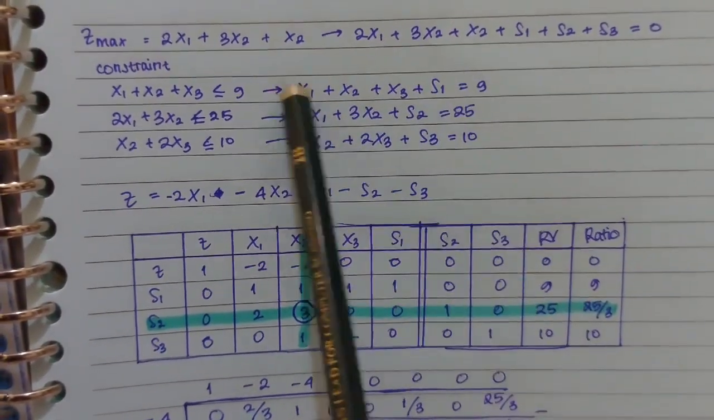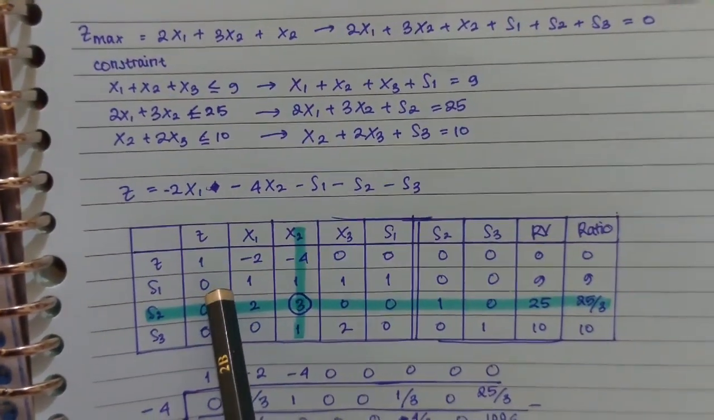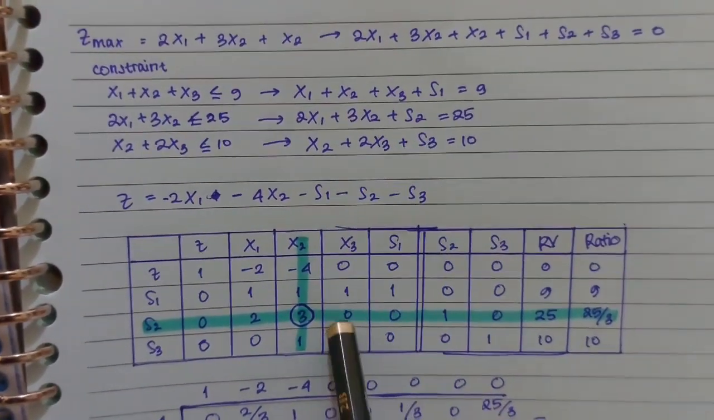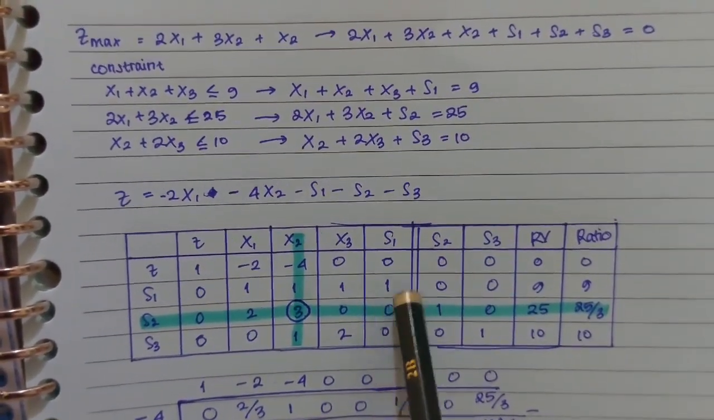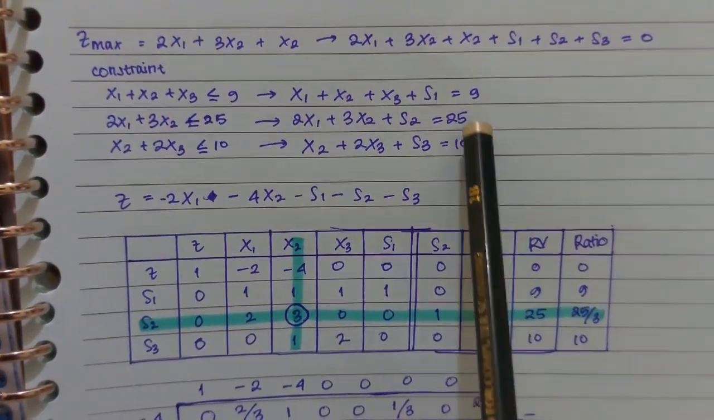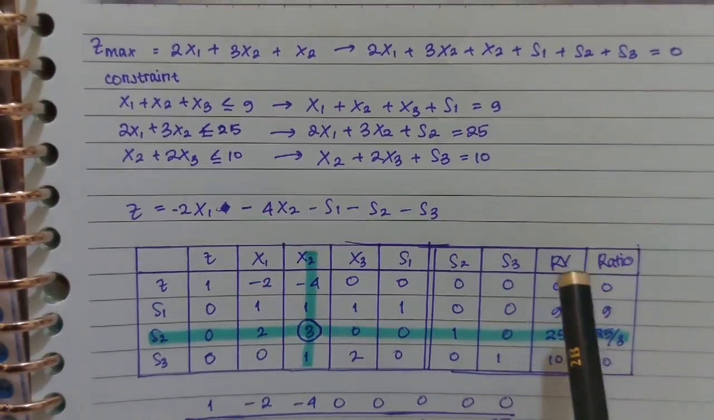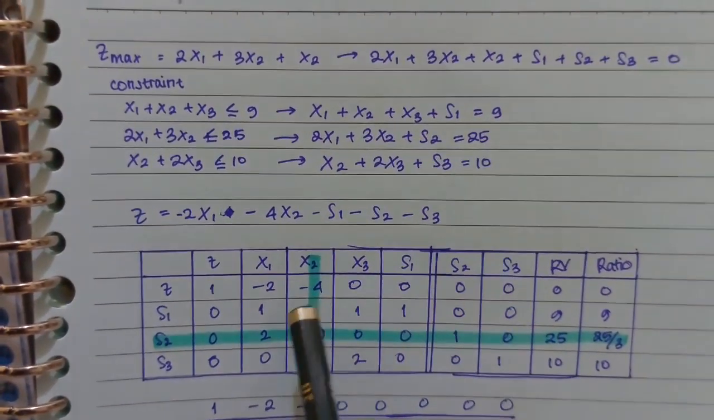After that, the s1 row is from here. There is no z value here, so we put z as 0. And x1 is 1, x2 is 1, x3 is 1, s1 is 1. S2 and S3 are 0 because there is no S2 and S3 here. And the right value is 9 from here.